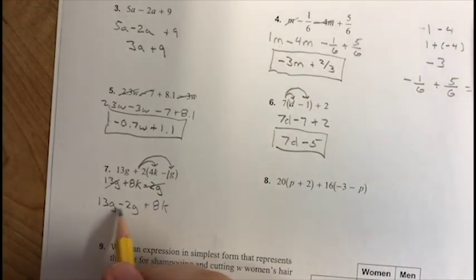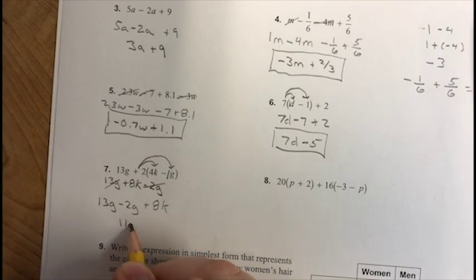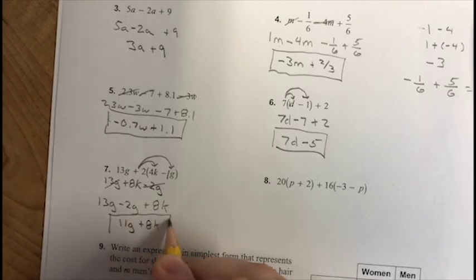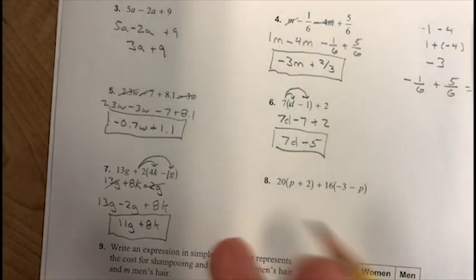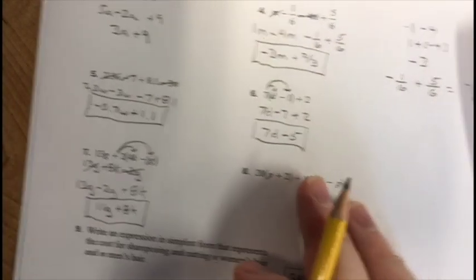Well, 13g minus 2g, 13 minus 2 is 11g plus 8k. OK, I have simplified it. There's nothing more I can do with it. The variables are different, and there are no parentheses.